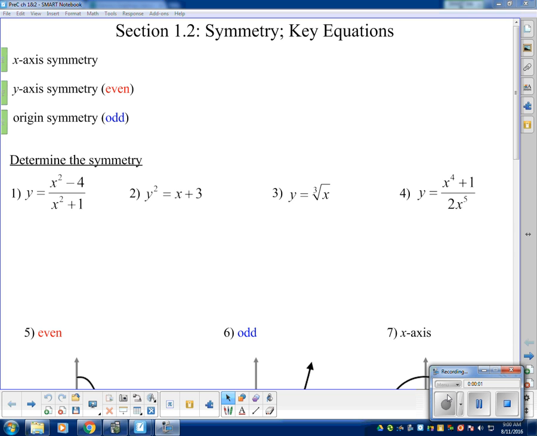Symmetry, we have x-axis symmetry, y-axis symmetry, and origin symmetry. A lot of the functions you've studied already have symmetry. Symmetry just means, in geometric terms or in real life, taking one half and folding it over the other and making it match. Then it is symmetric. So lots of things in life are symmetric. Lots of functions are symmetric.